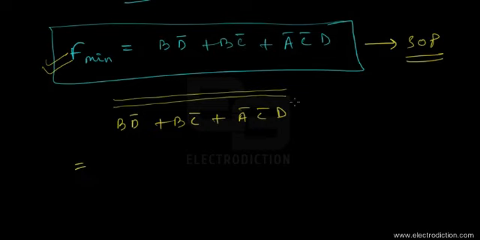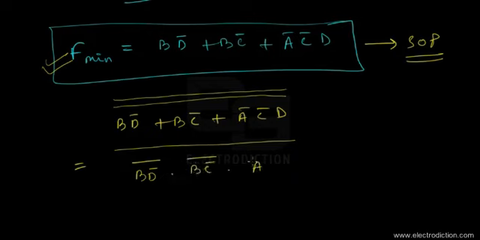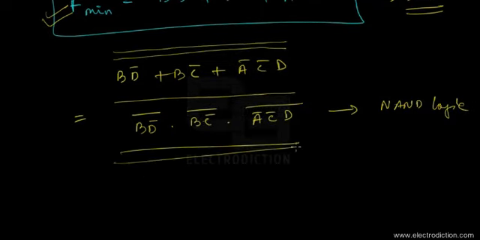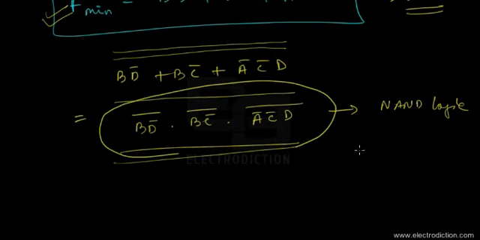Now if you take a look at the expression inside and its bar on top, from De Morgan's theorems we get BD bar whole complement multiplied with BC bar whole complement multiplied again with A bar C bar D whole complement. So this is exactly what we are getting in the NAND logic. This is our respective NAND logic. We are going to use this result and implement it using the NAND gates.